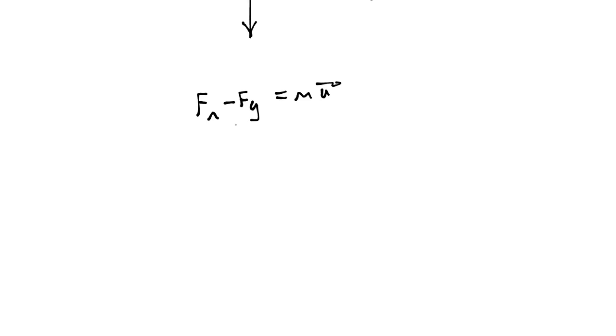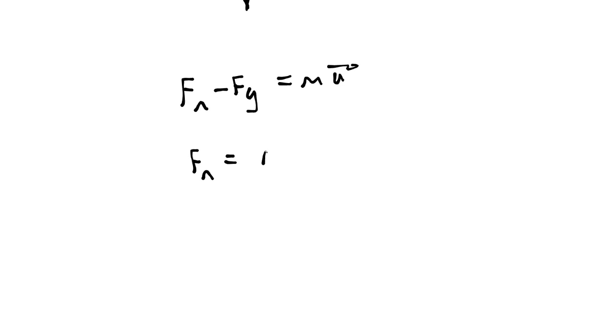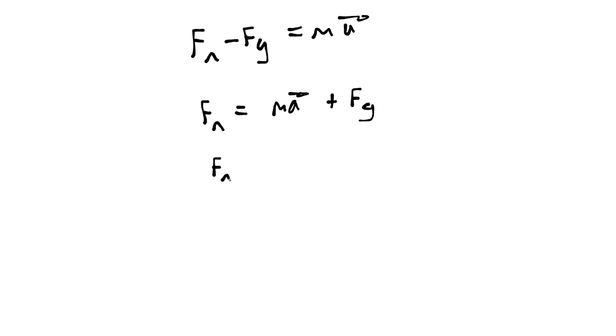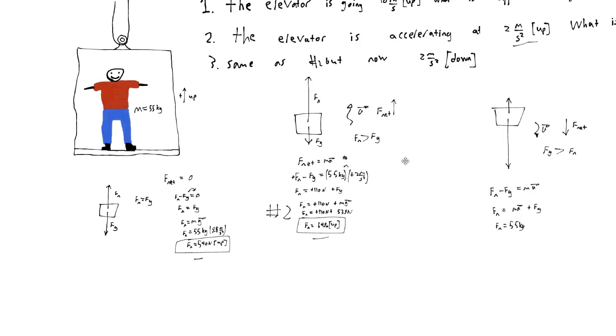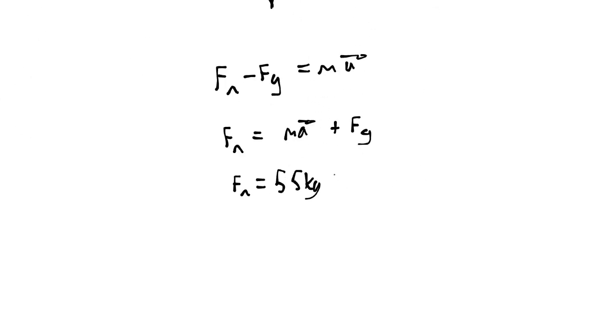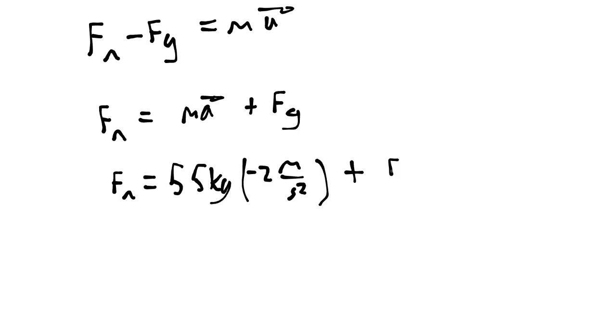Okay, so let's fill this in. Actually, no, I'm going to move force of gravity to the other side here, so it's become positive force of gravity over here. And now let's fill in. So force of normal equals 55 kilograms. And then remember, acceleration is downwards, and if we set up to positive, acceleration has to be downwards, right? So it's going to be negative 2 meters a second squared. And then plus the same thing as before, so 55 kilograms times 9.8.